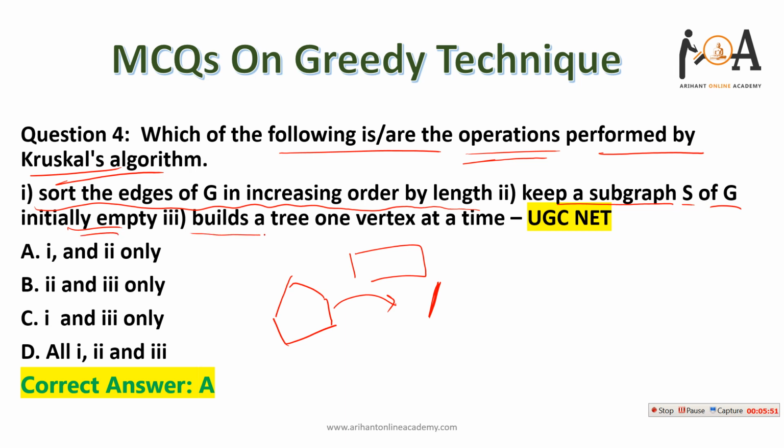And the third one is build a tree one vertex at a time. So there is no building of a tree one vertex at a time, because that is a point of Prim's algorithm. In the implementation of Prim's algorithm, we do this. So only options 1 and 2 are correct with regard to Kruskal's algorithm. So option A is the correct answer.